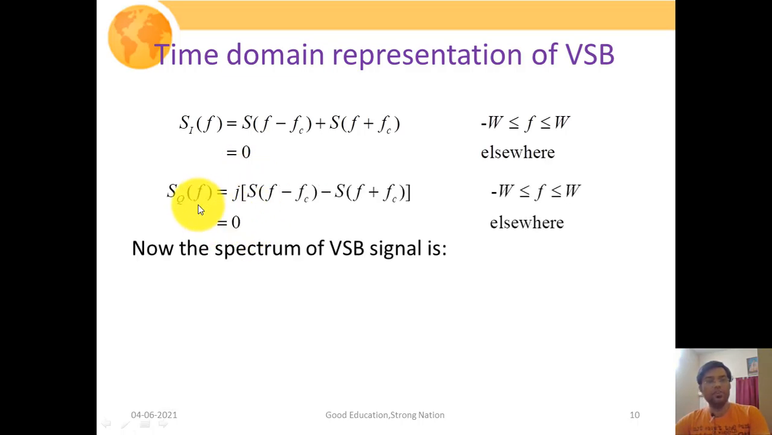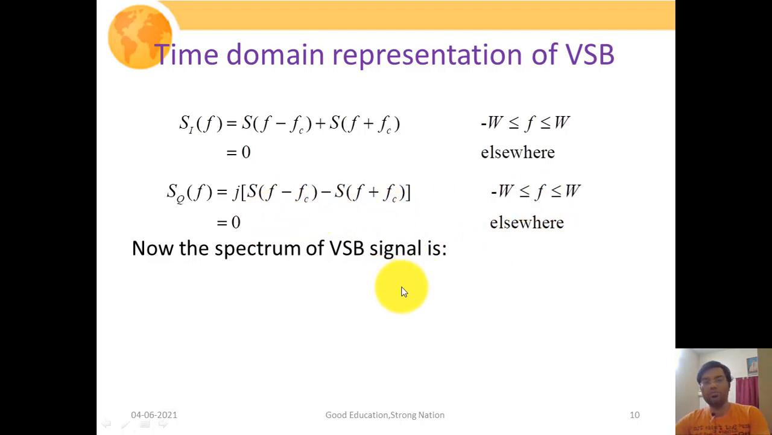In a similar manner we can also find the quadrature component. So SQ of f, the Fourier transform of SQ of t, will be equal to j times S of f minus fc minus S of f plus fc. Again here S of f is the Fourier transform of S(t), and since we have multiplied that signal with sine of 2 pi fc t, that spectrum gets shifted towards the frequency fc. Here also the value of SQ of f will be this in this frequency range, and its value will be equal to 0 elsewhere.